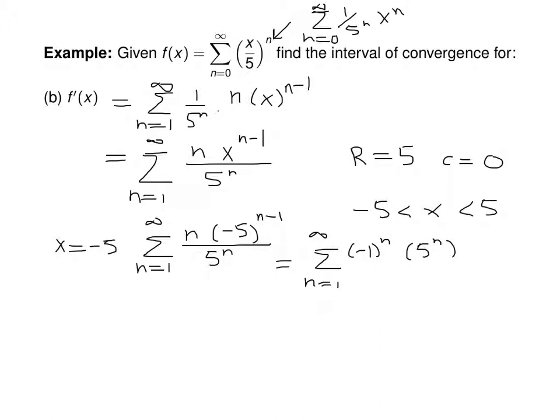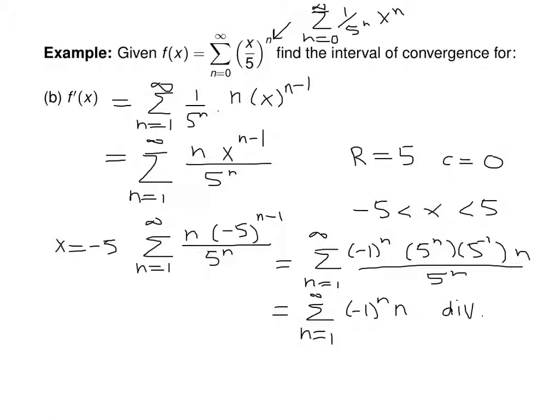5 to the n, 5 to the negative 1, and then that n, all over 5 to the n, which will be a sum from n equals 1 to infinity, negative 1 to the n multiplied by n. That will diverge. Actually, there would have been an over 5 there, but still going to diverge.